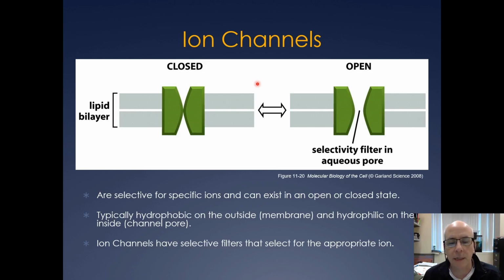Normally ion channels allow free flow of ions across the lipid bilayer. Normally they're in their closed position, but then they can open up and allow a free flow of ions through. Now, what's interesting is most of them have what's called a selectivity filter. We'll look at this closely in the next few slides. But typically, a specific ion channel will only allow the flow of one ion.